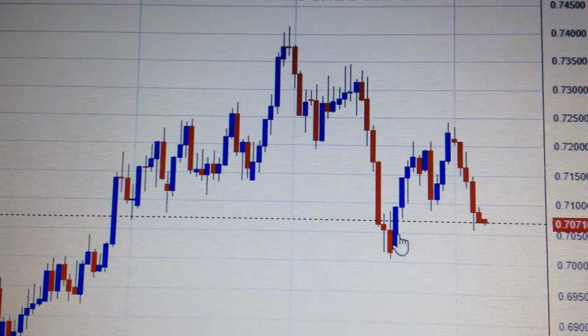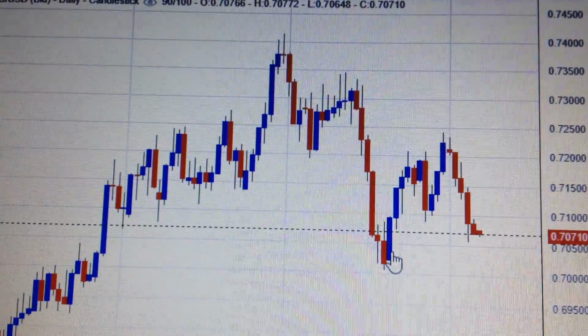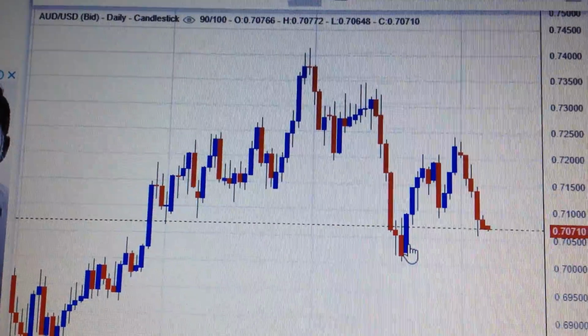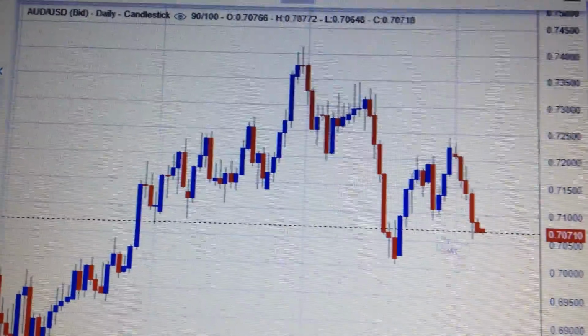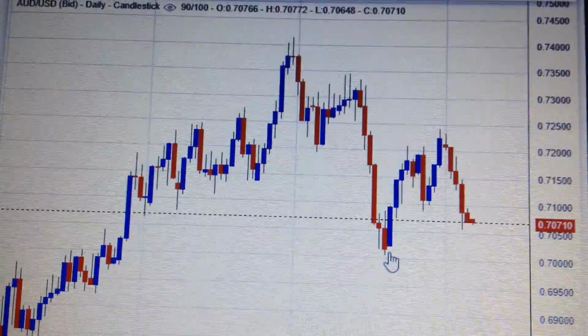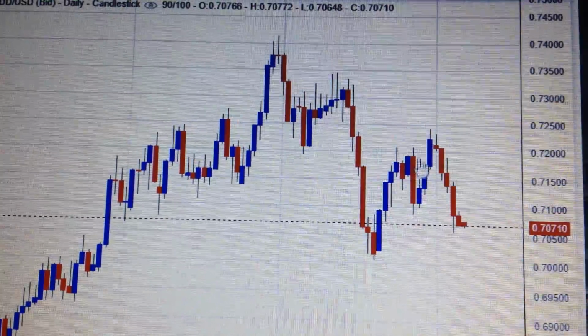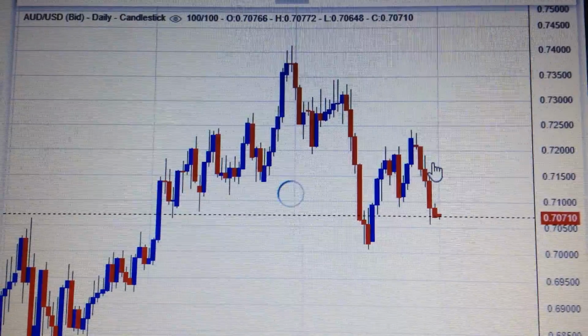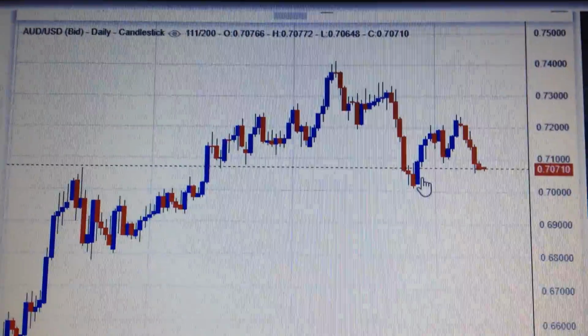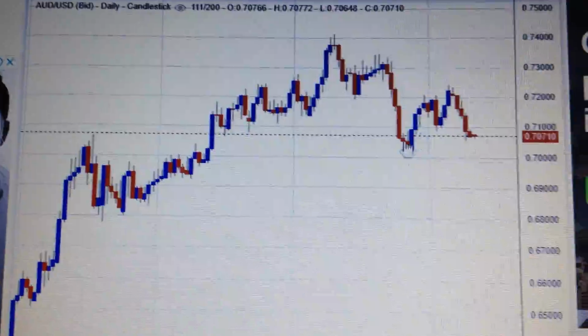So if it can keep above from here, then it's still possible for Australian dollar to have a consolidation in this area. The bottom will be here, the top will be here. But if we lose this part, then the whole picture will change.